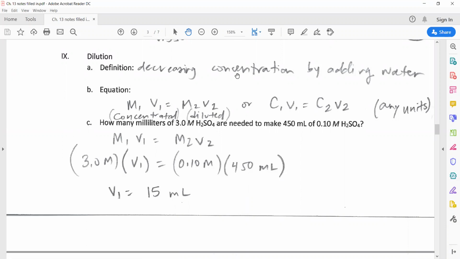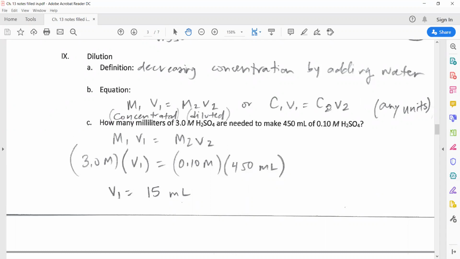So we have equations that help us figure out how to dilute a substance or a solution to exactly what we want. There are 2 equations that really are the same. M1V1 equals M2V2. This is molarity and volume of the concentrated solution, which is the original. And then this is molarity and volume of the diluted substance or the solution after we've added water. So V will go up because volume will go up as you add water and molarity will come down.